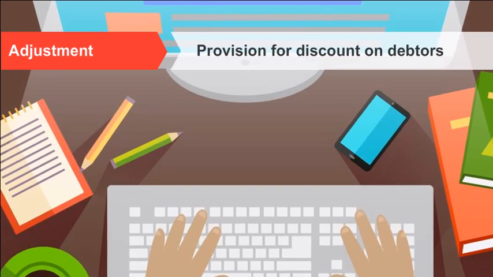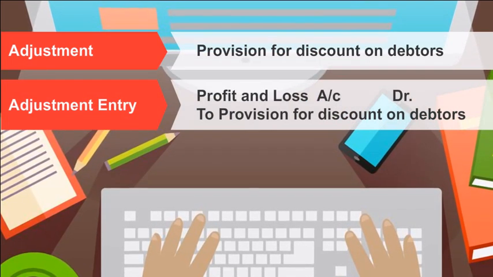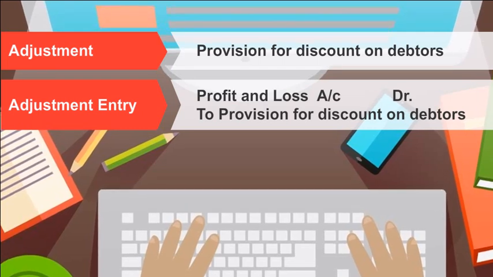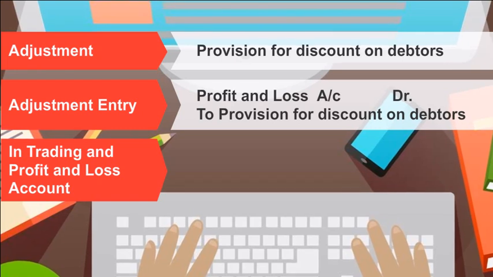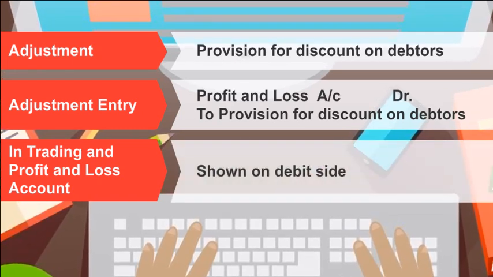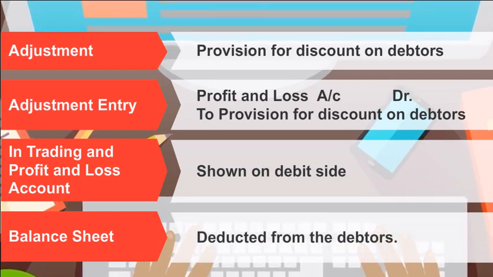Adjustment: provision for discount on debtors. Adjustment entry: profit and loss account debited to provision for discount on debtors. In the trading and profit and loss account, it is shown on the debit side. In the balance sheet, it is deducted from the debtors.